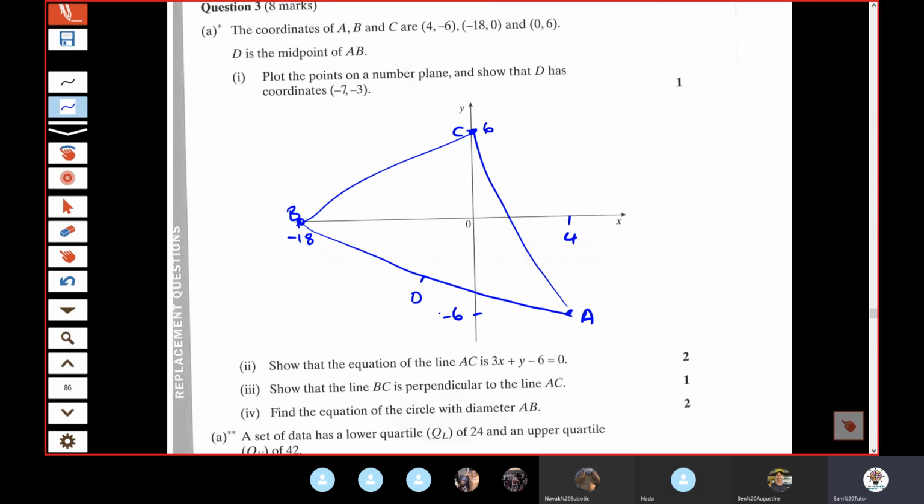Anyone having problems with finding the midpoint? Good. So what's that? -7, -3. Cool. Show that the equation of the line AC. Anyone having issues with finding the equation of the line? Not knowing where to start, maybe?